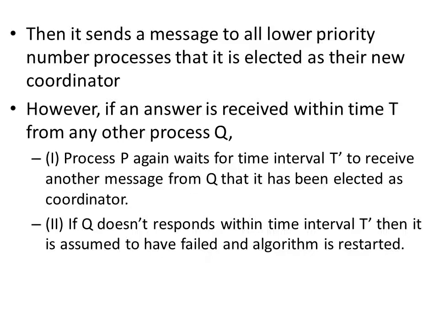waits for time interval T to receive another message from Q that it has been elected as coordinator. If Q doesn't respond within the time interval T, then it is assumed to be failed. The process Q is assumed to be failed and the process Q cannot be chosen as a coordinator.